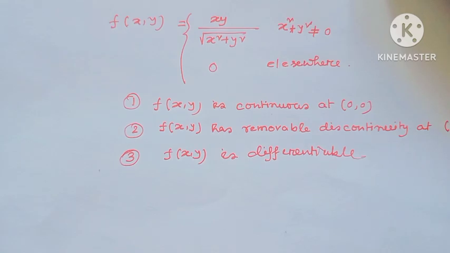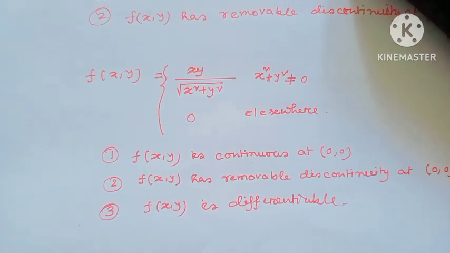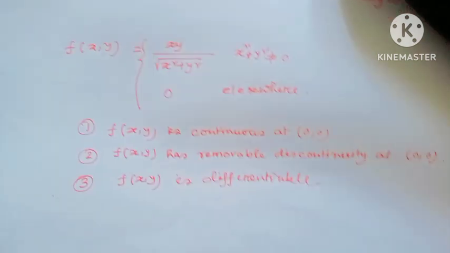Well, next question: f(x,y) equals xy divided by the square root of x squared plus y squared when x squared plus y squared is not equal to 0, and 0 elsewhere. First option: f(x,y) is continuous. At first, check whether f(x,y) is continuous at the point (0,0).